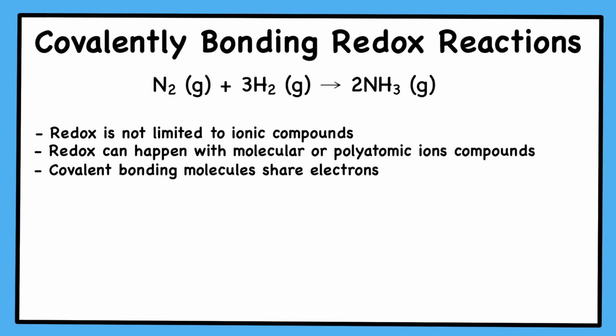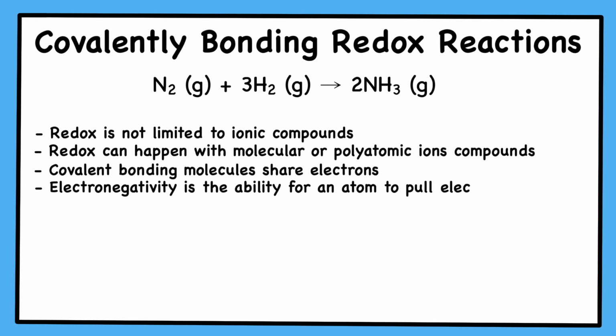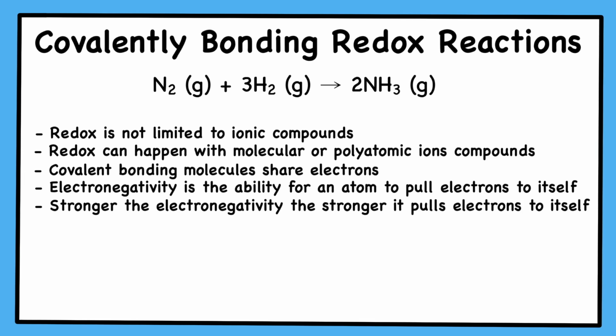The answer is electronegativity. If we remember back to earlier in the year when we talked about the periodic trends, electronegativity is the ability of an atom to pull an electron towards itself. The more electronegative an atom is, the stronger the pull that atom has on its neighboring electrons. Hydrogen has an electronegativity of 2.2, and nitrogen has an electronegativity of 3.04. That means nitrogen is going to be more likely to pull electrons from neighboring atoms than hydrogen will.